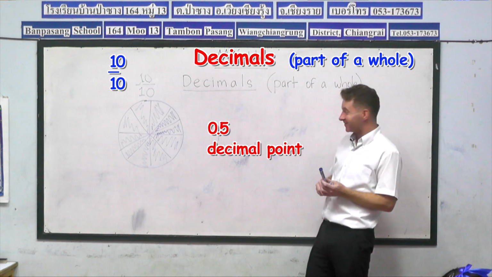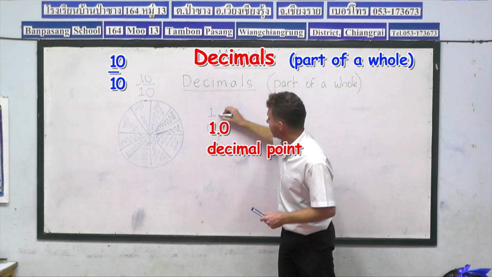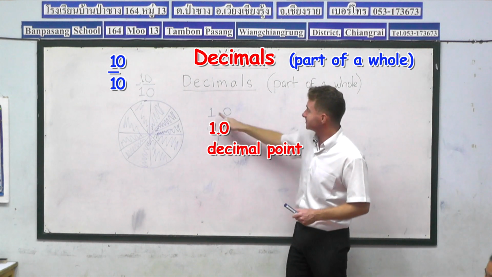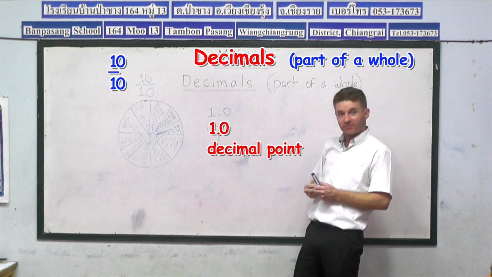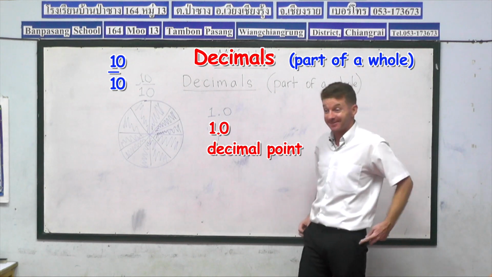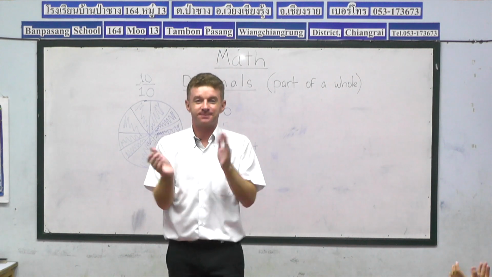1.0. Excellent. You see, because it becomes a whole, so we would then say 1.0. Because it's a whole, the 1 now moves to the left-hand side. 1 represents the whole, 0.0. Guys, that was excellent and very well worked out, so well done.